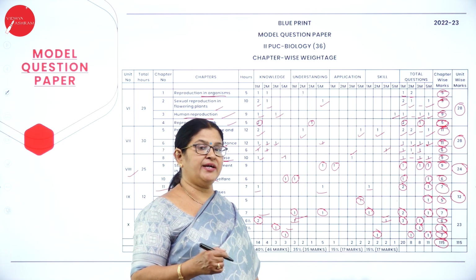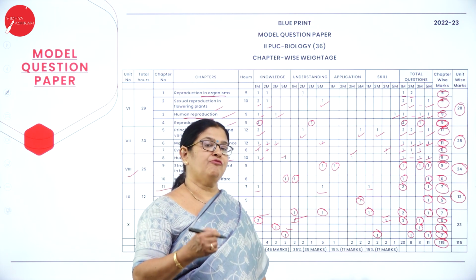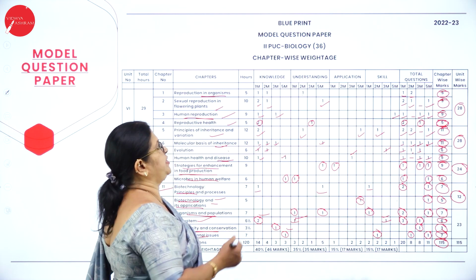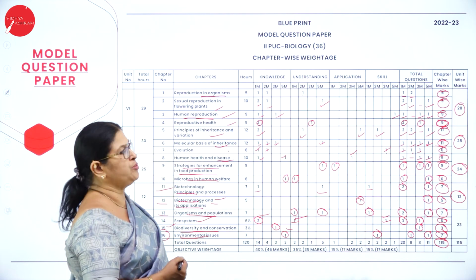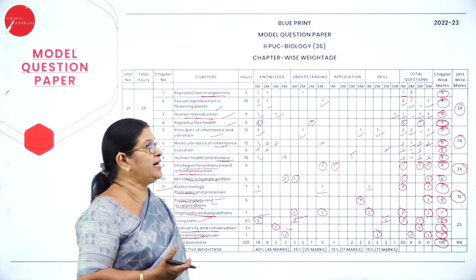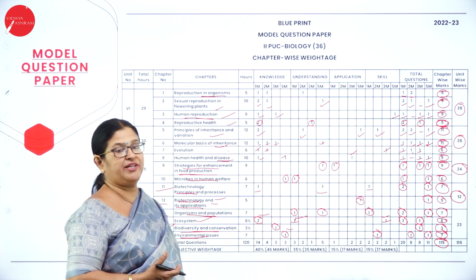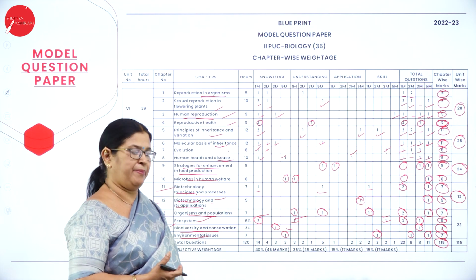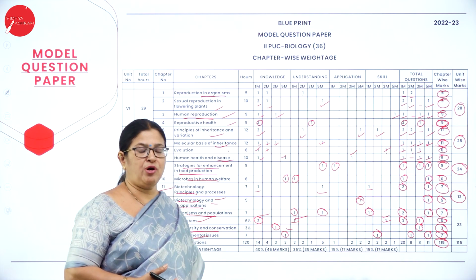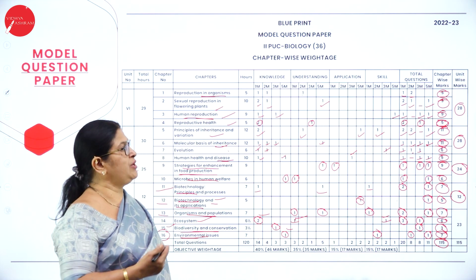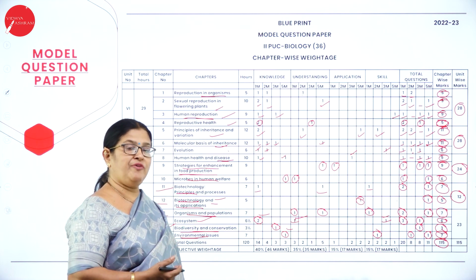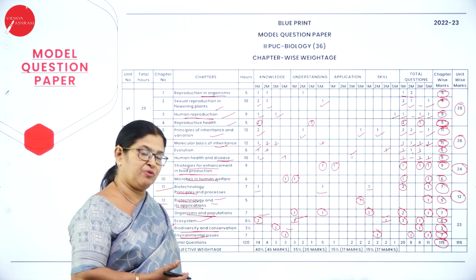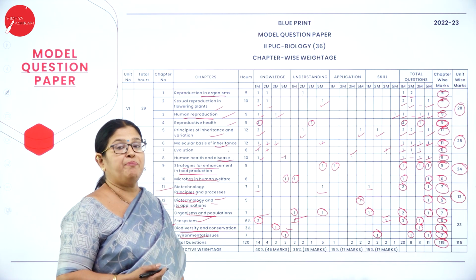But as I said, 115 marks includes 45 marks of choice questions. Hope I am clear with this particular slide, which has given you an idea about the weightage of marks chapter wise in your second PUC biology paper. So hope this will help you in your examination and you'll have clarity about the distribution of marks unit wise or chapter wise, and you can plan yourself.